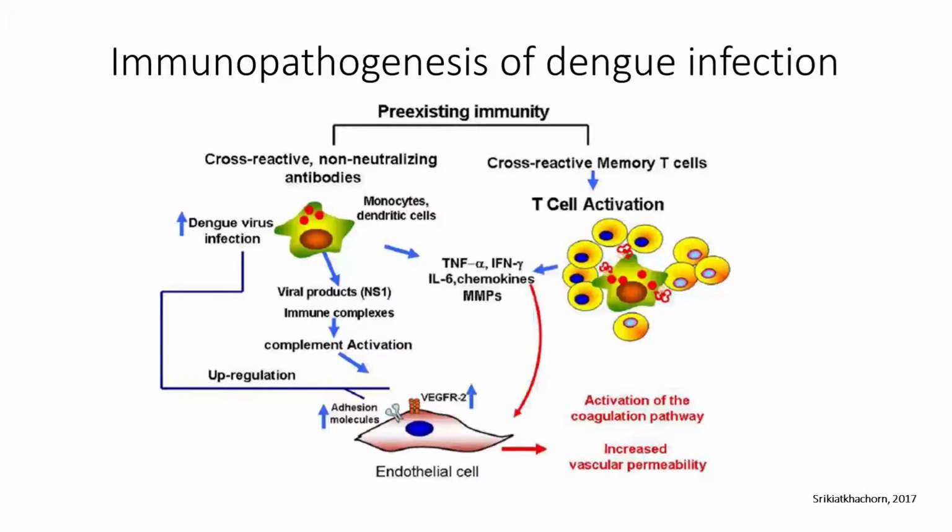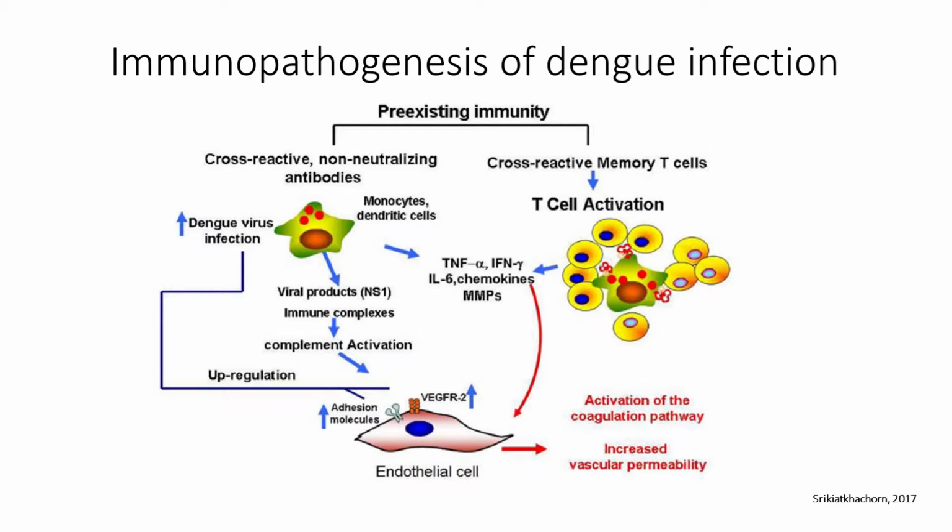I will go back to the immunopathogenesis of dengue infection. A primary exposure to dengue virus induces both humoral and cell-mediated immune responses. During a secondary infection with a different dengue virus serotype, cross-reactive non-neutralizing antibodies will bind the virus and enhance viral uptake via Fc gamma receptors, resulting in enhanced viral replication and also higher antigen loads.